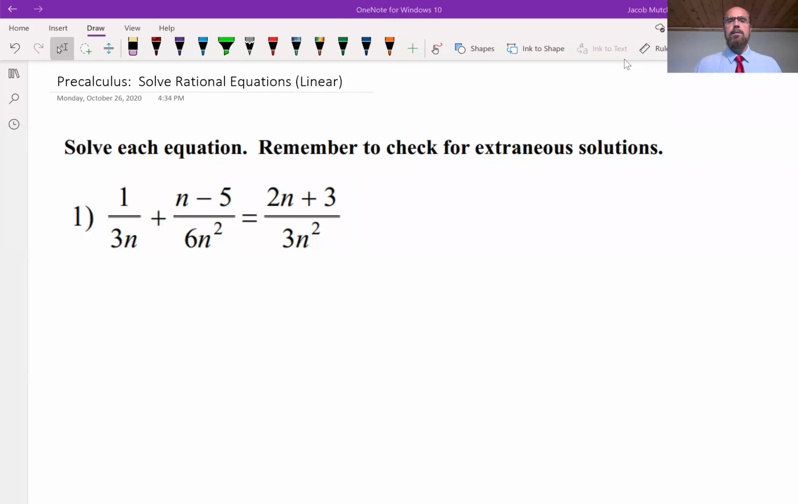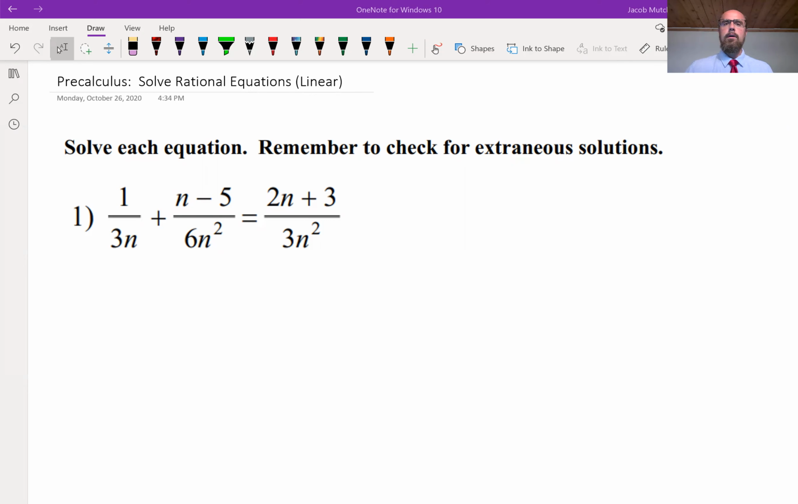Welcome to Pre-Calculus. Today we will investigate solving rational functions, focusing on algebraic strategies that can reduce a rational equation to a linear equation. We'll take a look at two examples. Our first rational equation is 1 over 3n plus n minus 5 over 6n squared equals 2n plus 3 over 3n squared.